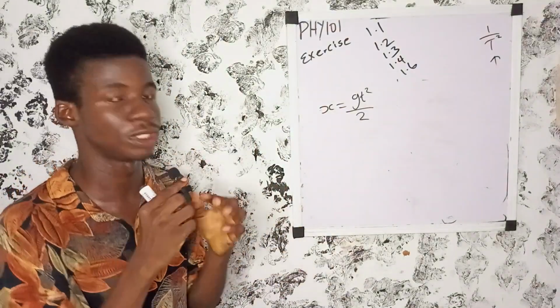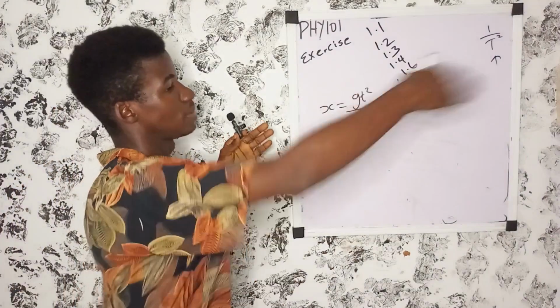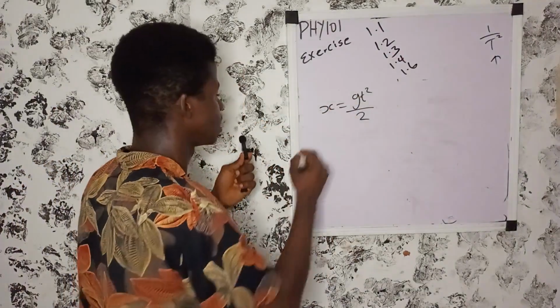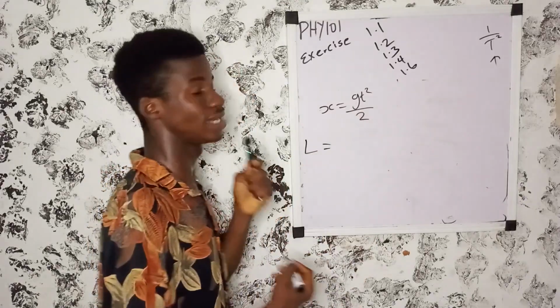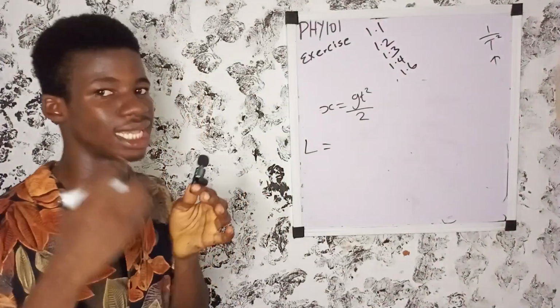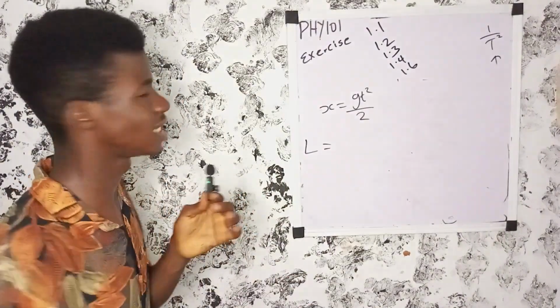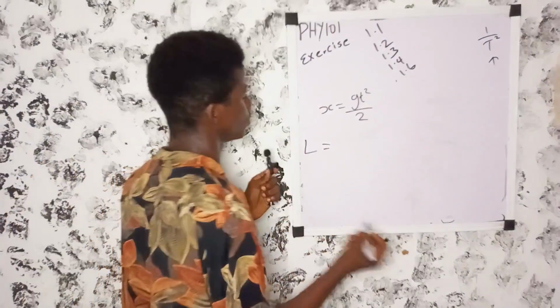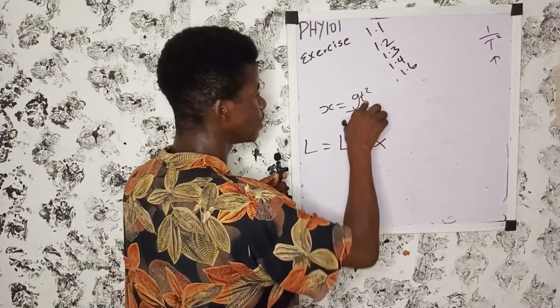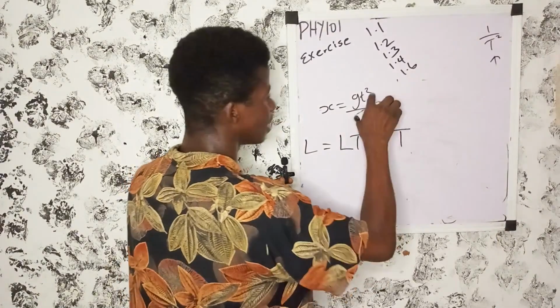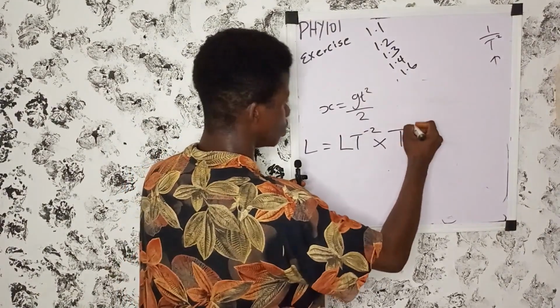How do you know if it's dimensionally correct? The dimension on this side will equal the dimension on this side. The dimension on this side is capital letter L. What about this side? G is acceleration due to gravity. And what is the dimension for acceleration? It is L T raised to minus 2. Then times the dimension for time, which is T. Remember, time is squared, so square.